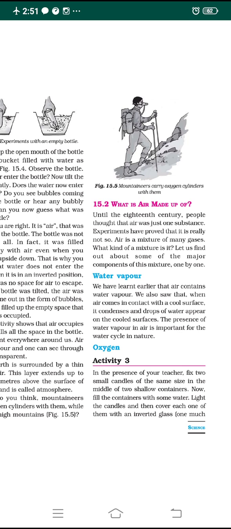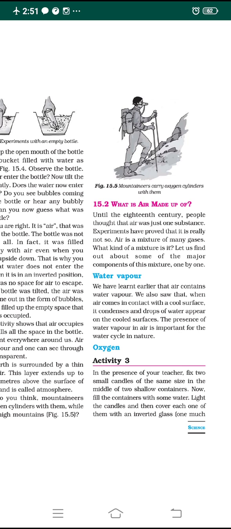Fix two small candles of the same size in the middle of two shallow containers. We have to take two shallow containers, and in the middle of each we fix a very small candle of the same size. Now we have to fill the containers with some water.